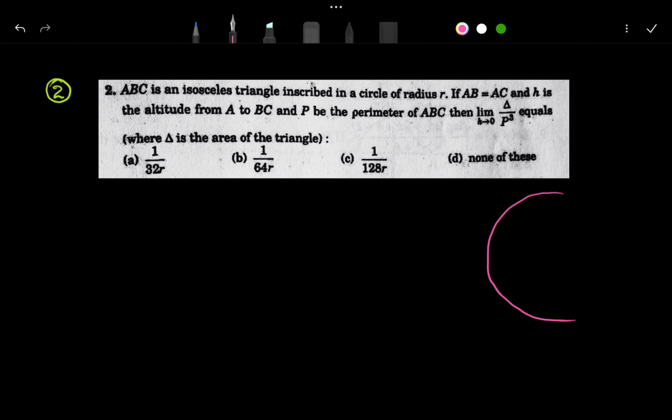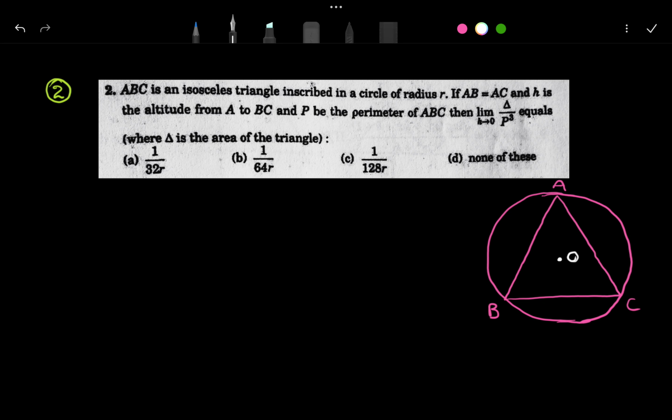This is a circle of radius r. Now triangle ABC is inscribed in this circle, with vertices A, B and C. Here this point is the center, let's take it as O.